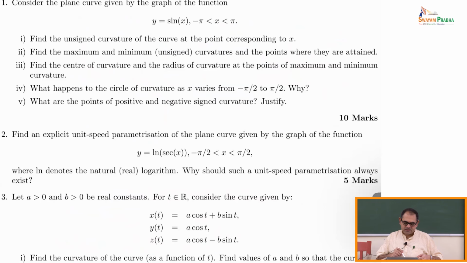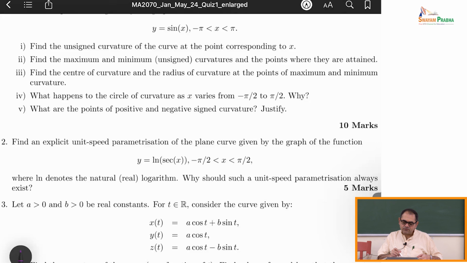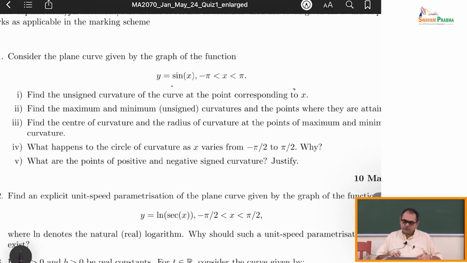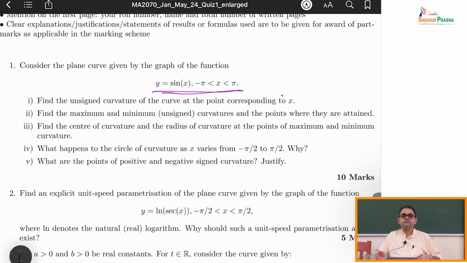One is asked to look at this curve. You have this function, y equal to sine x. So here's the first question. You have the plane curve given by the graph of the function y equal to sine x, taken from minus pi to plus pi. And there are 5 parts to this question.